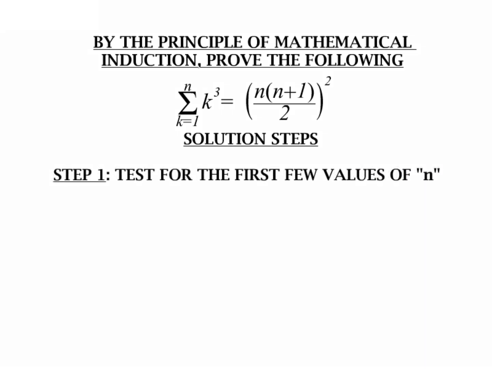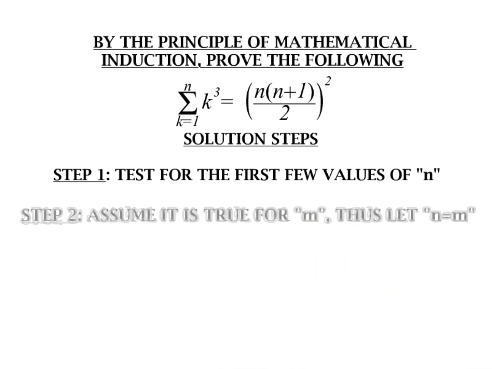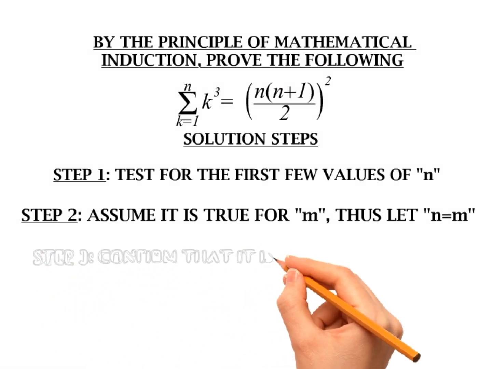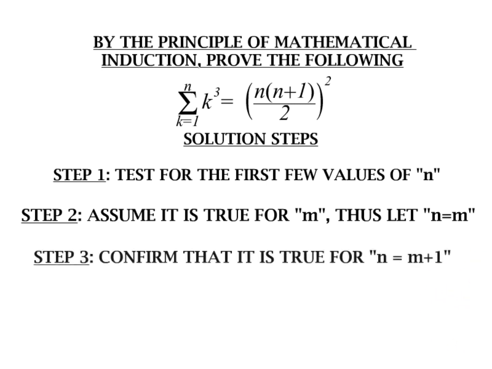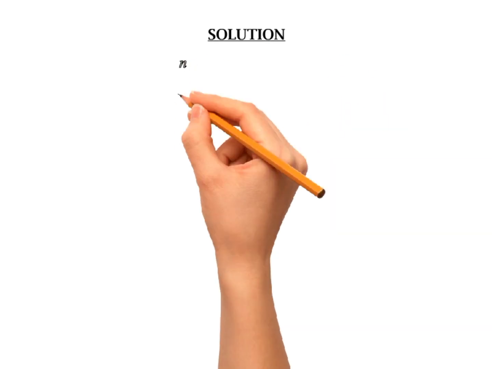The first step is to test with the first few values of n, a quick way to check if the expression is correctly represented. Secondly, make a substitution of m with n on the left and the right-hand side of the equation. This works as a support for the third step in carrying out the proof. Lastly, make a substitution of m plus 1 with n on the left-hand side of the equation only, then prove the expected outcome on the right-hand side. The expected outcome is increased by 1 on the right-hand side. Let us see how it works.